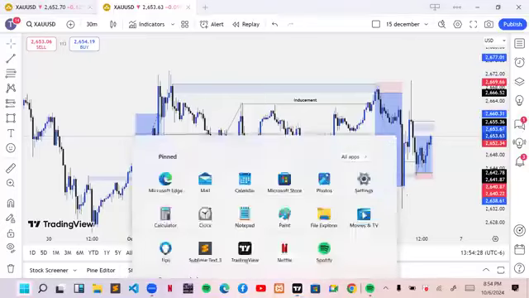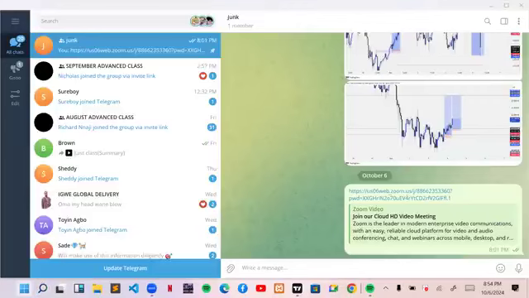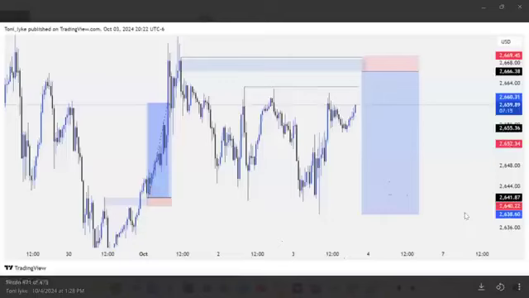So let me see if I can find the time when I made this analysis. See if I can find it. So this was the trade. Can you see? I saw my market structure shift, I saw my inducement, and I marked out my order block. This was before NFP.